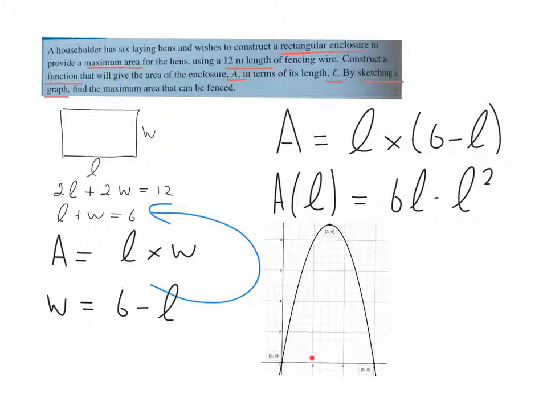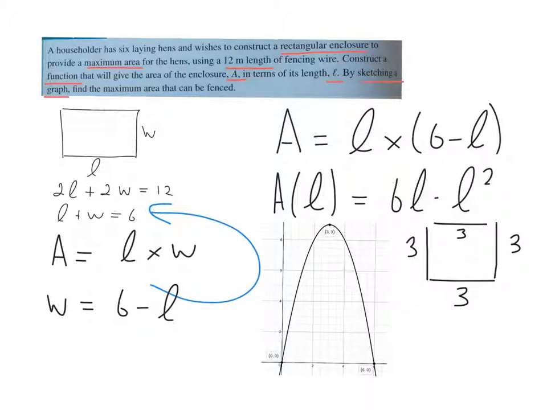So the maximum area is where the tip of the quadratic is. And you can clearly see here from the coordinate point that when the area is at its highest, which is 9 meters squared, the length is 3. Now what this means is that if I draw these two lengths of 3, I've used up 6 meters of wire, which means I have another 6, which means that the two sides, the widths, are also going to be 3, which means that the most efficient use of the wire is to make a square.